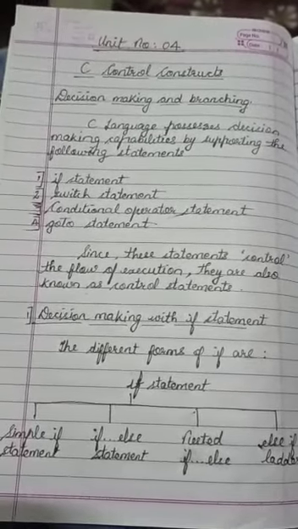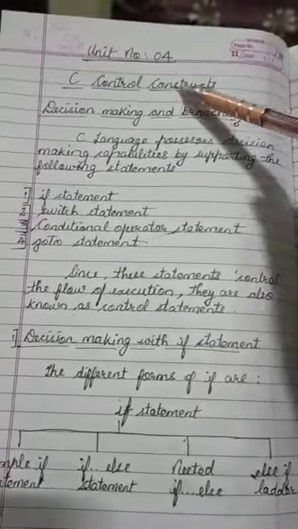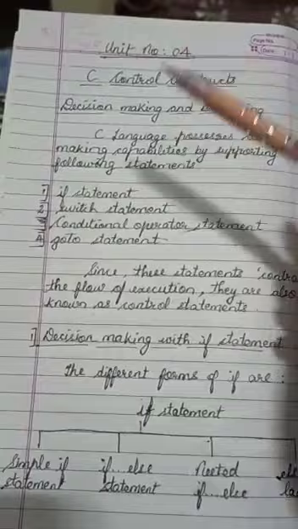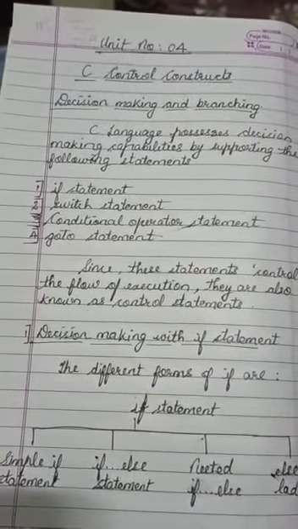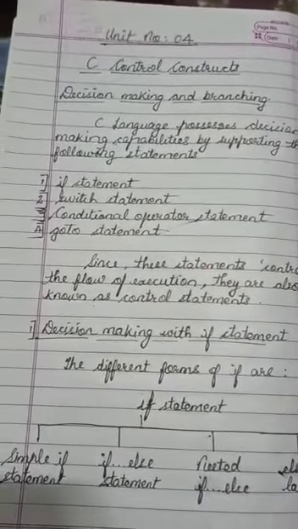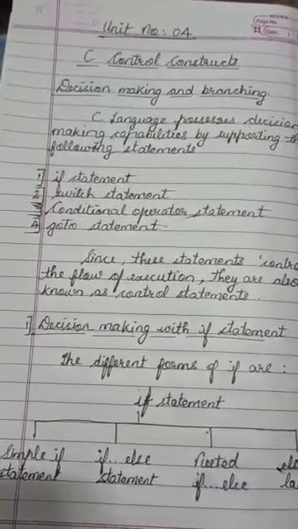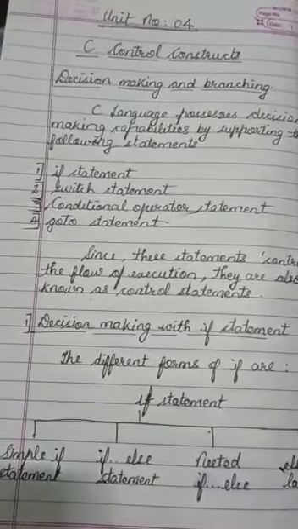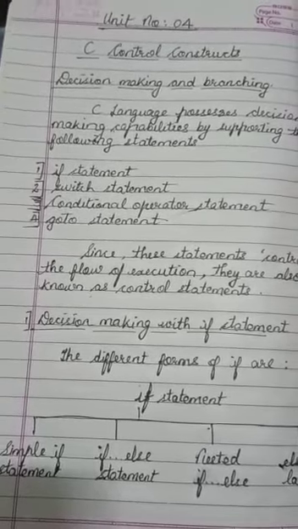Today we are going to start with unit number 4 of computer programming, and its name is C control constructs. In this unit we are going to study the various decision making and branching statements along with the looping statements. Let's start with the decision making and branching statements.